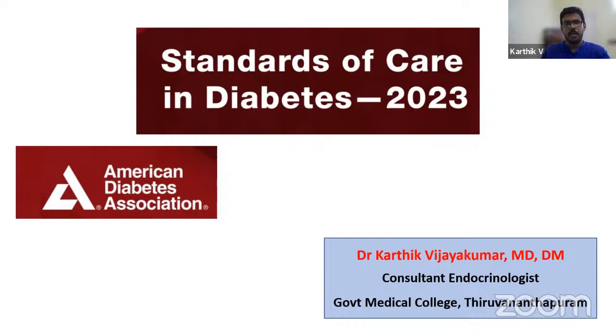As you may be aware, there are many professional organizations that have given guidelines for diabetes mellitus, starting from the RSSDI in India, the European Association for the Study of Diabetes in Europe, and other organizations like the American Association of Clinical Endocrinologists. But ADA stands out from all these. Why? Because it is by far the most commonly followed and most cited professional guideline, and is followed by physicians and endocrinologists worldwide as the last word regarding diabetes mellitus management.